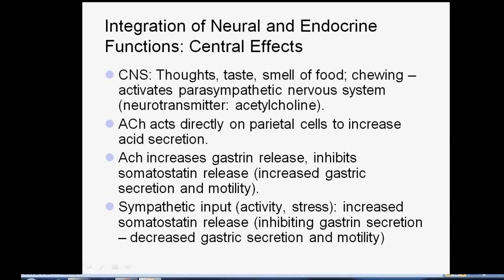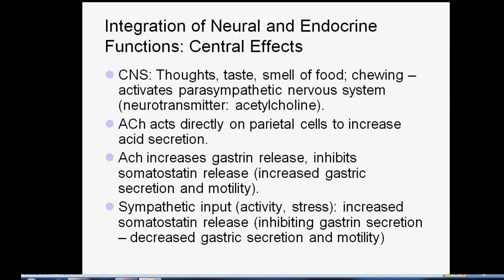Integration of neural and endocrine functions. When we see such integration of neural and endocrine functions in GIT, these are mainly used to integrate the workflow in the gastrointestinal tract.